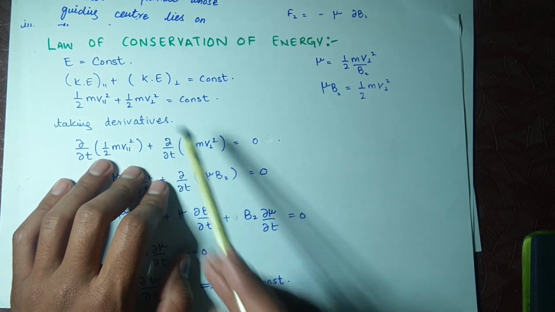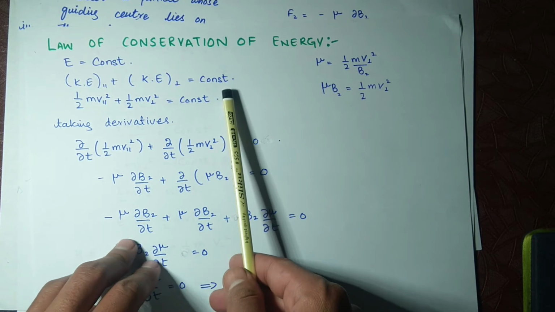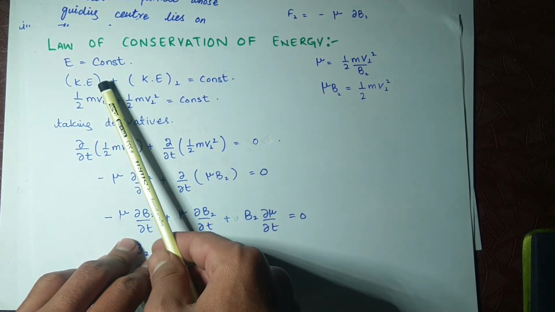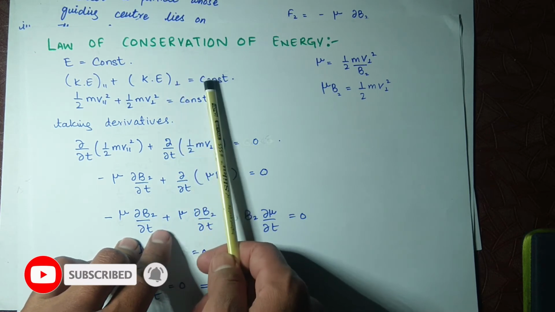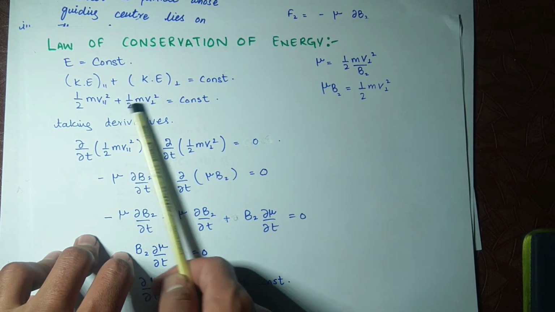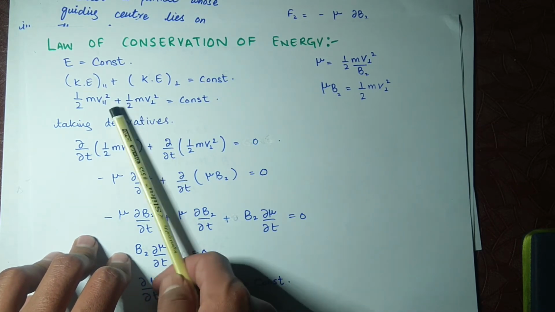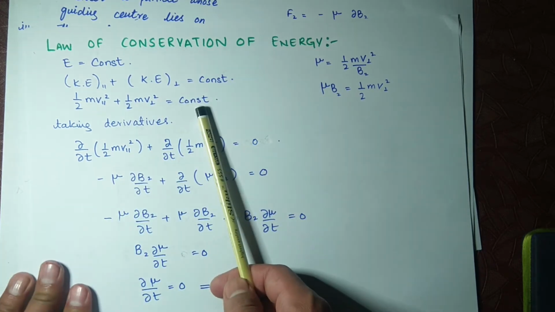Kinetic energy is constant. It means that the sum of the kinetic energy parallel plus the sum of the kinetic energy perpendicular is equal to a constant. The parallel factor is this and the perpendicular factor is this. The velocity factor changes, the masses are the same, the mass of the electron is the same, and the total is equal to the constant.